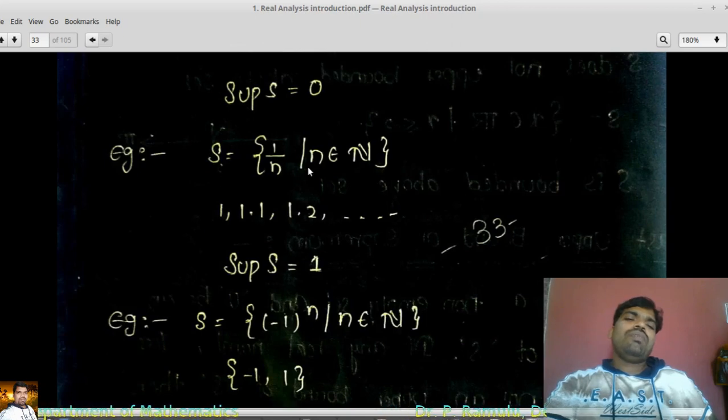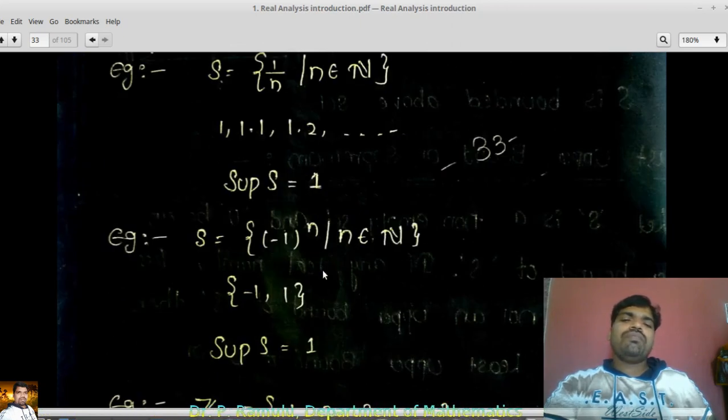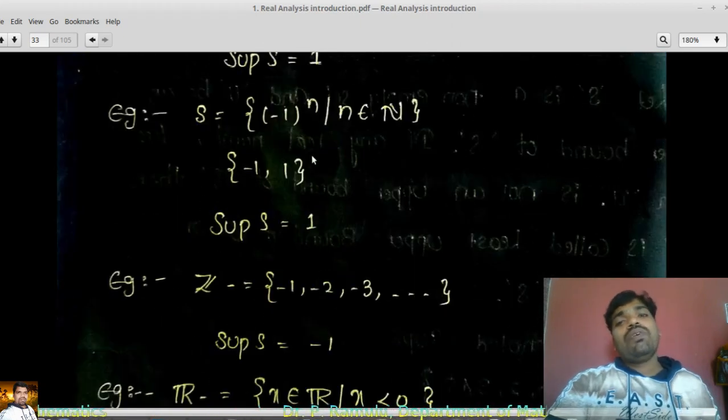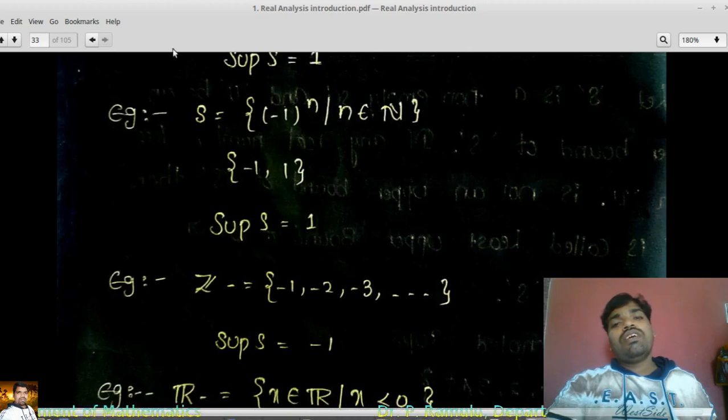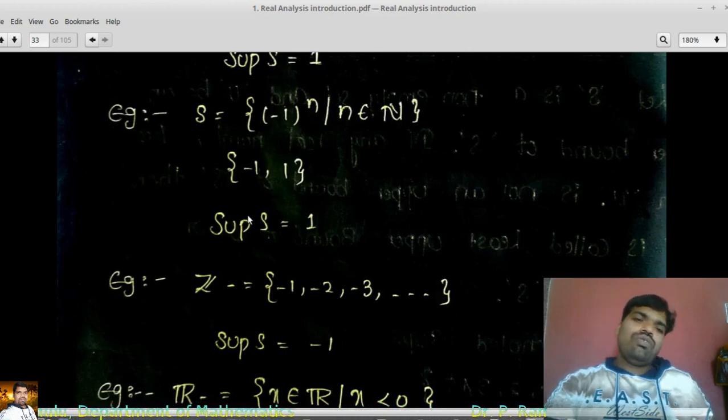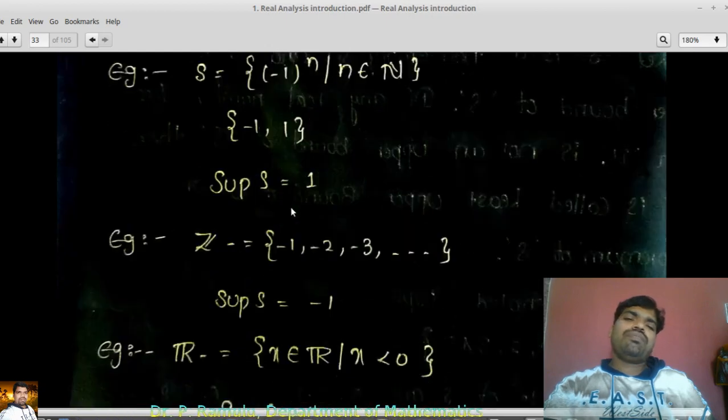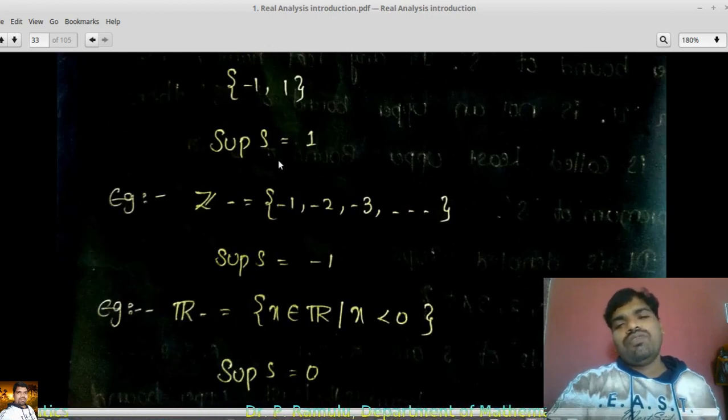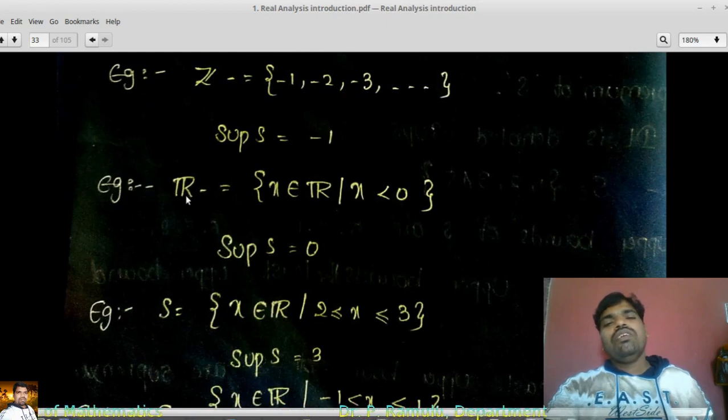If I take S equal to 1 by N, we already discussed that. What are the upper bounds of this set? 1, 1.1, 1.2; the least is 1, so sup S is equal to 1. If I take S equal to minus 1 whole power N, such that N belongs to the natural numbers, what are the upper bounds of this set? The upper bound is 1, so sup S is equal to 1. Then minus sup S is equal to minus 1. Or, minus, that is X belongs to S such that X less than 0.